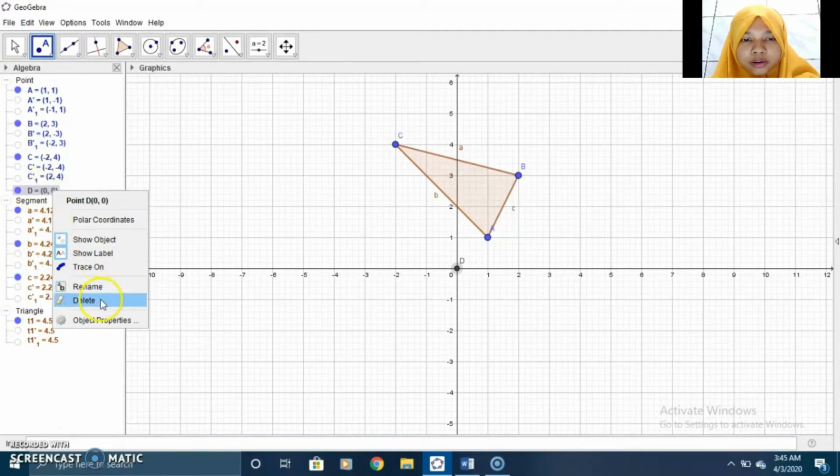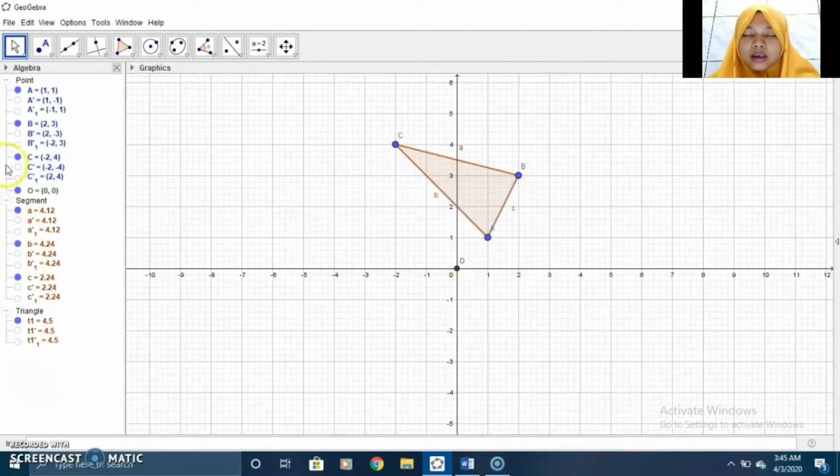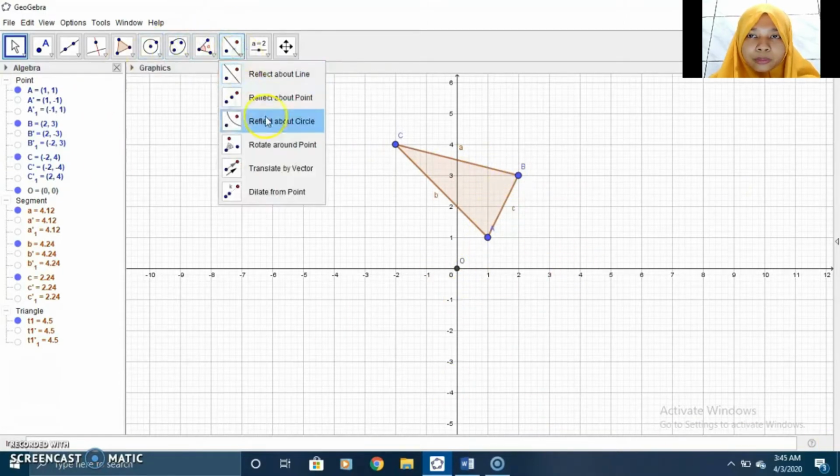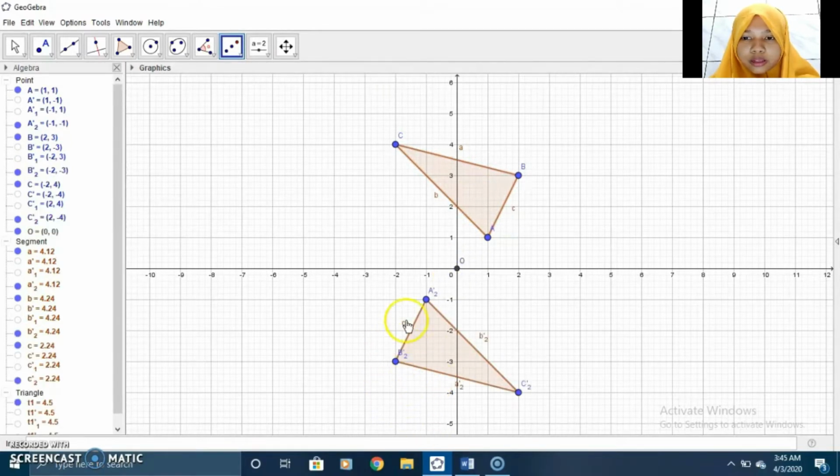We rename it to point O. We choose Rename, then type O, capital O. Okay. After we have triangle ABC and point O, we choose Reflect about Point. Then we choose triangle ABC and point O. Then we have triangle A2', B2', and C2'.